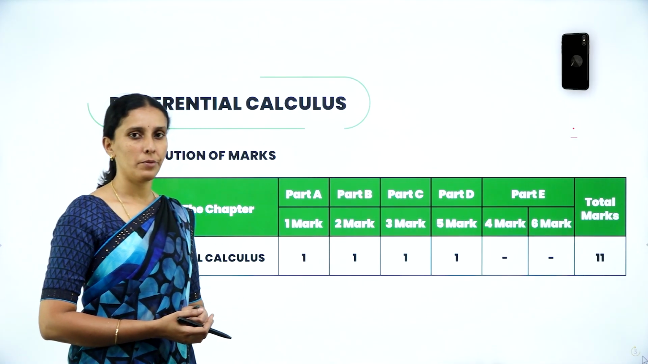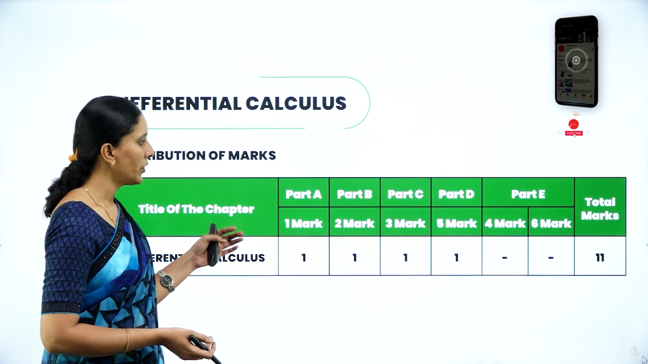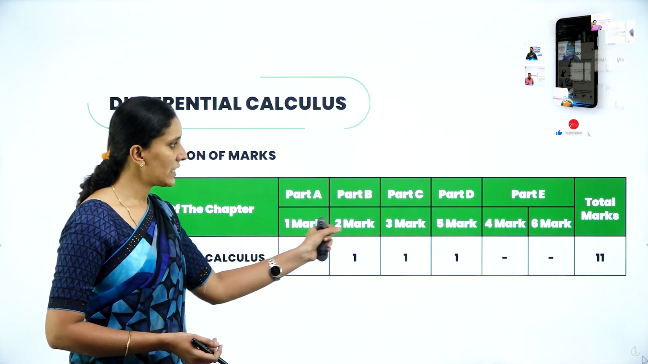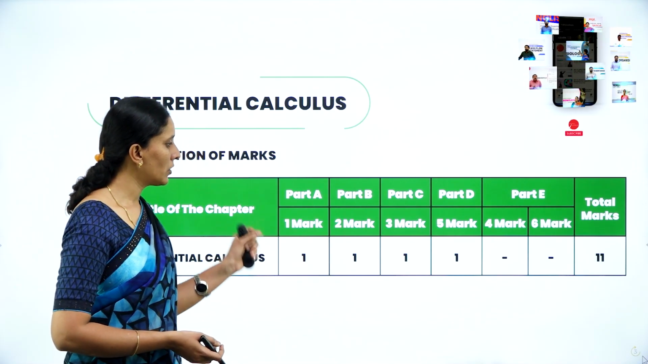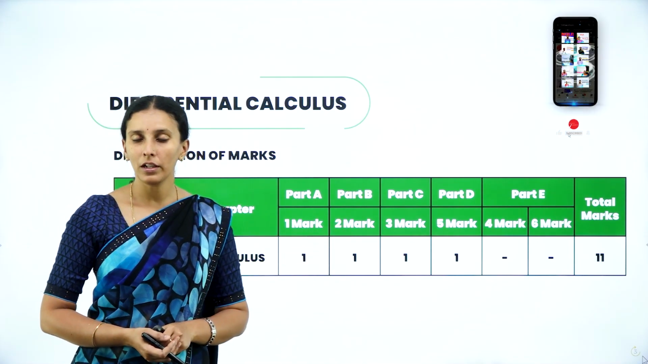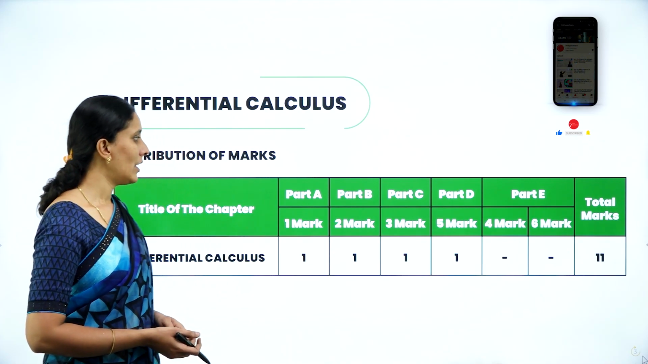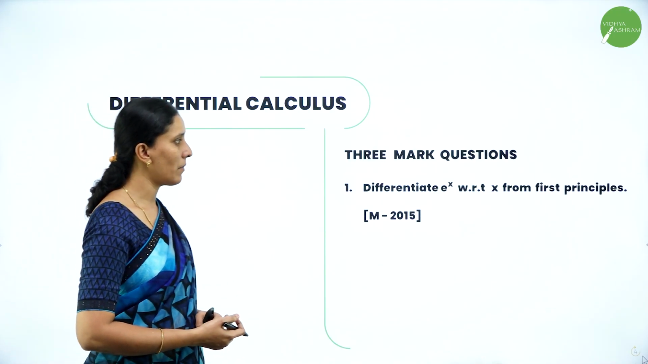So we have seen the distribution of marks in the last session, that is you're going to get one question in each section, that is 1 mark, 2 mark, 3 marks and 5 marks. So total 11 from this chapter. So let's look at the 3 mark as well as the 5 mark question.